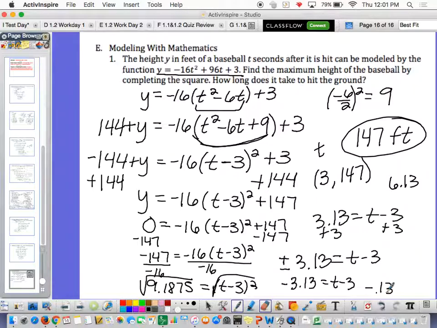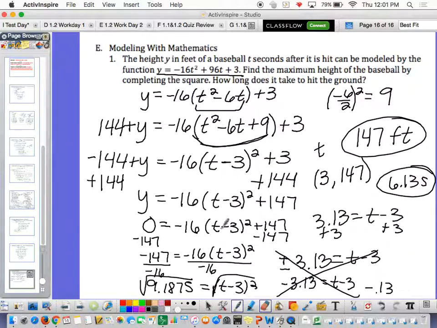And you can't have negative time. So this is what we call an extraneous, well, not an extraneous, it just doesn't work, okay? You can't have negative time. So here we actually only have one answer, and it's 6.13 seconds. That's how long the ball is going to take to hit the ground.